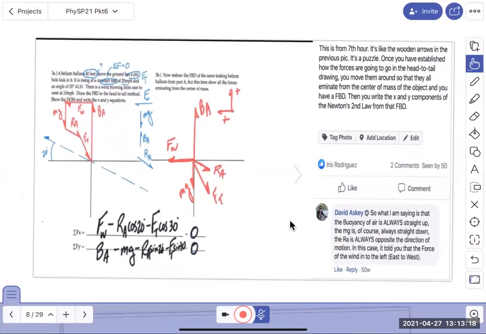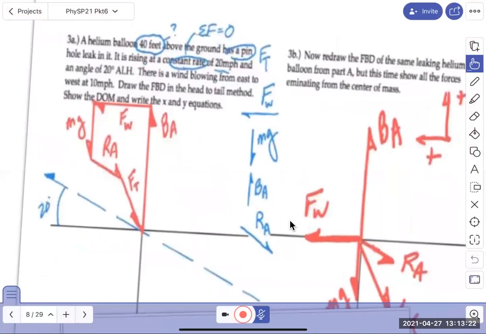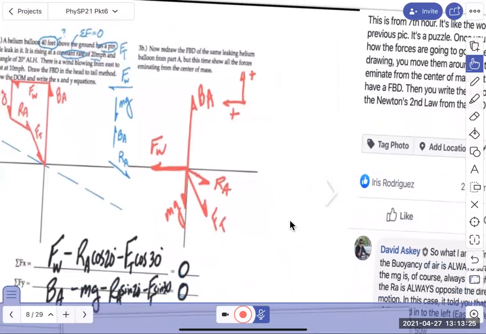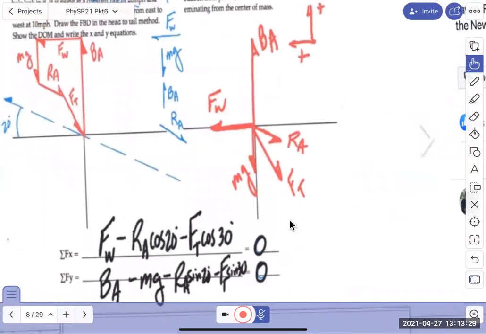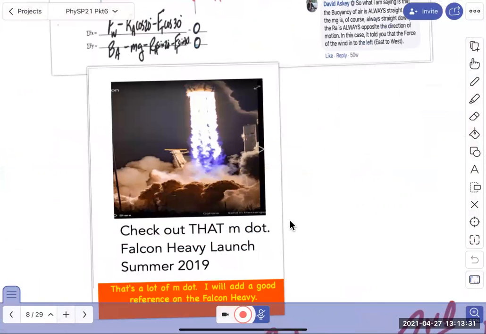And then here's one with the helium balloon, where we start off with a head to tail and we work our way to a free body diagram, and then we have the equations. But that's in there as well. That shows how to do it.